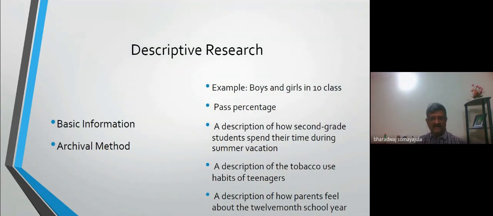Other examples you can just go through in the slides, but I hope you understand, such as the pass percentage, which is a common analysis everybody does daily. One example of descriptive research is whether the neighbor is getting a NEET rank or not, whether the neighbor is getting a higher rank in IIT JAM or other competitive exams or not. Generally, your neighbors will ask what rank you got. That means they are doing descriptive research.